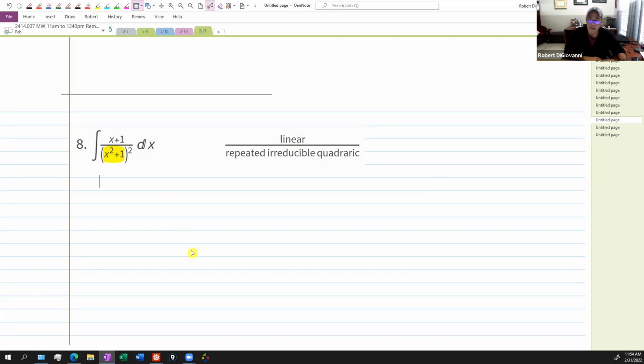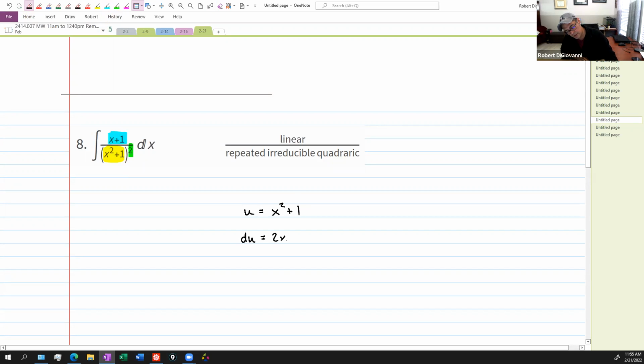And we cannot use formula 17 here because formula 17 does not account for that, right? Also, on formula 17, you have a constant on top, not a linear. Here we have a linear on top. All right, I'm going to play the same game. I'm going to let u be the bottom, x squared plus 1, just the quadratic part. The derivative of this is 2x dx, right?